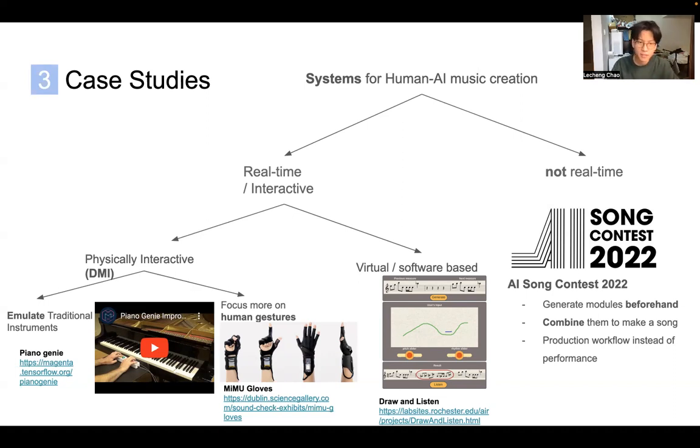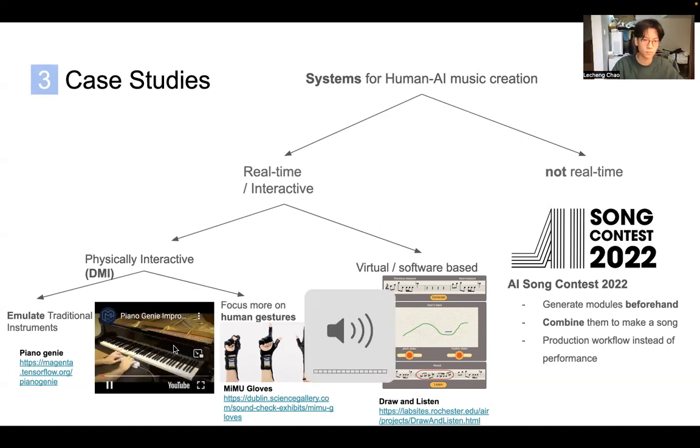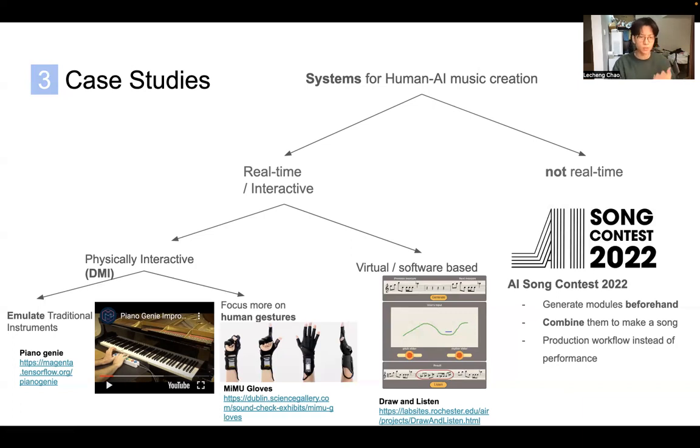And there are physically interactive ones. For example, the first one is Piano Genie, which basically is 8 buttons. When you play them, the AI maps the 8 buttons into the whole piano range to generate some melodies, for example. And also there are ones that focus more on human gestures instead of emulating traditional instruments. This one is Mimo Gloves, which is basically a motion capture device. And also there are virtual software-based examples where you draw a line and then a melody comes out.